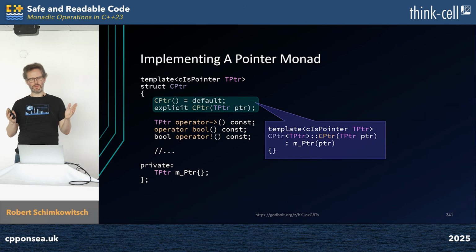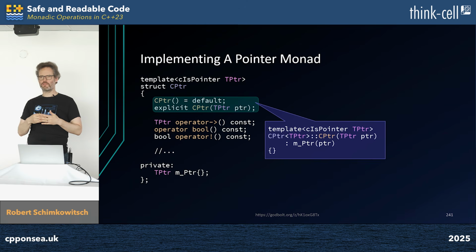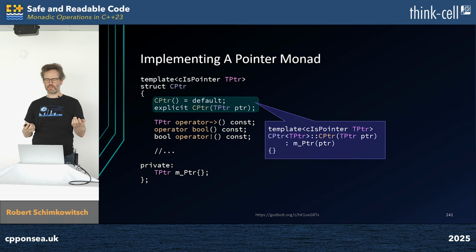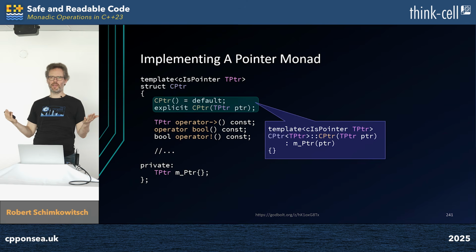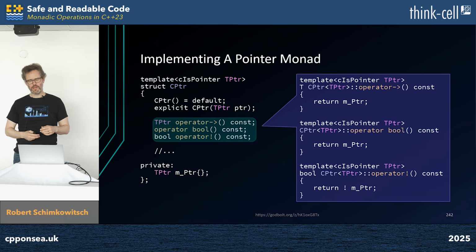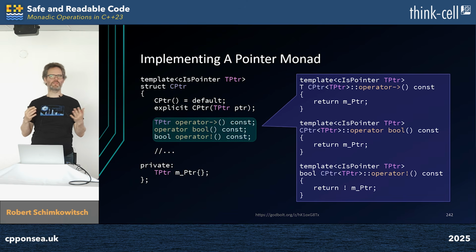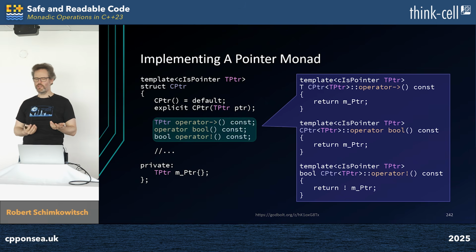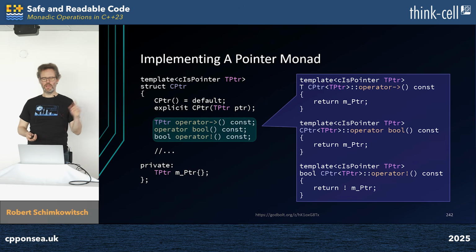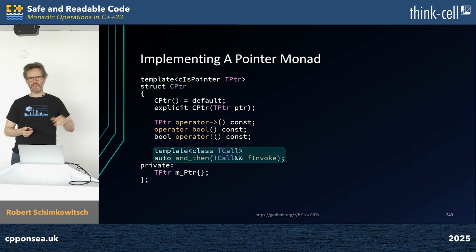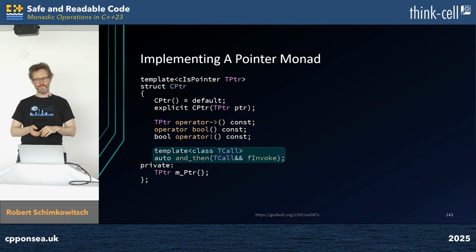Now some boilerplate. I have a default constructor that creates a null pointer object. And I have a custom constructor where I can directly pass an existing pointer. And then I have some helper functions that mimic pointer-like behavior. That's just a basic set. I could add more than that. But the fun is in the monadic function and_then.